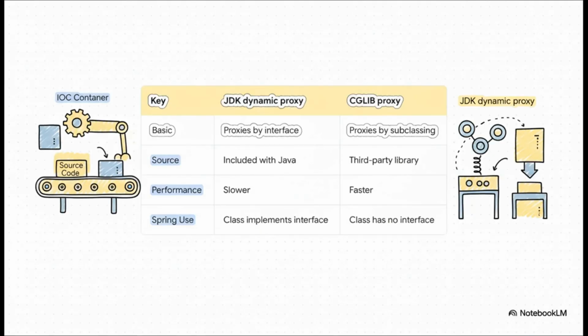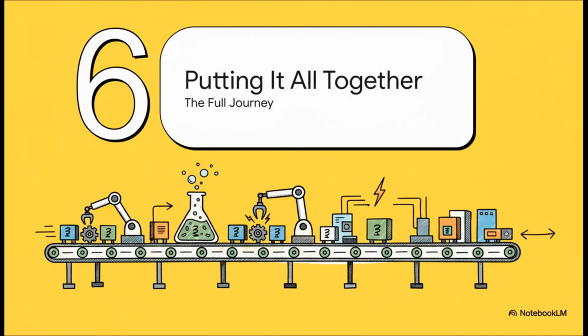This proxy basically sits in front of your real object and adds behavior around its methods, like starting a transaction before a method is called and committing it after. This is a core concept in something called aspect-oriented programming. Now, Spring is smart. It has two ways to create these proxies. If your class uses an interface, it uses the standard proxy tool that comes with Java. But if your class doesn't have an interface, it uses a powerful third-party library called CGLIB to create one on the fly. Whew, okay. Let's take a step back and do a quick recap of our factory tour.